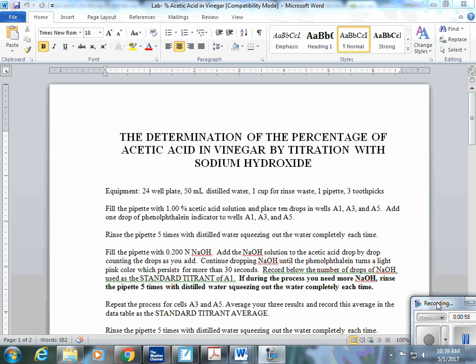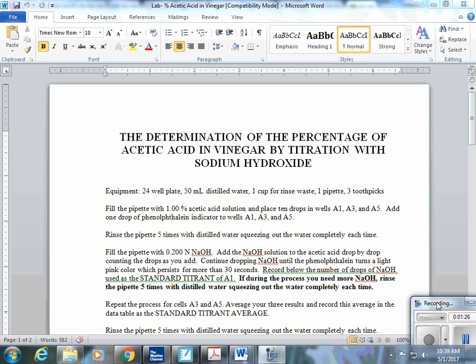You are going to fill that pipette with 1% acetic acid solution. This is our known solution, so we're going to use that to compare later on. So in wells A1, A3, A5, you put 10 drops of 1% acetic acid solution. To those wells, you add 1 drop of phenolphthalein.